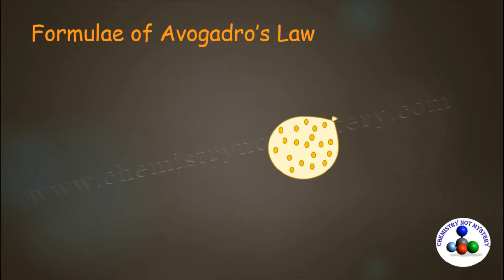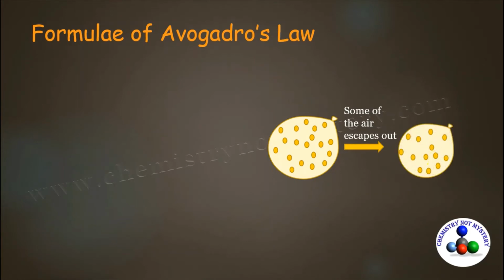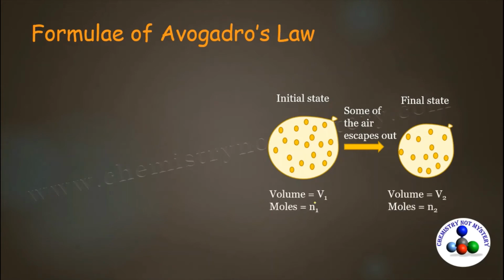Now let's derive some formulas for Avogadro law. Here there is a balloon, and if some of the air escapes out, its volume will reduce. So I can consider the first balloon as the initial state and the second balloon as the final state of the balloon. At the initial state, volume will be V1 and number of moles can be considered as n1. And for the final state, volume can be considered as V2 and number of moles can be written as n2.